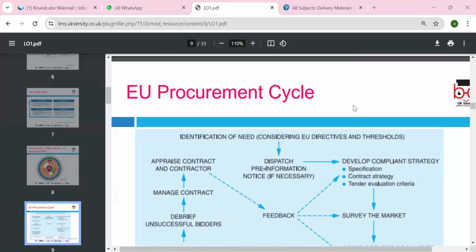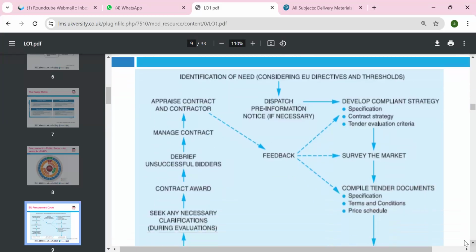Okay, so identification of the needs, the recognition. First of all, we have to identify why we need it. Yes, appraise the contract and the contractor. Appraise means check the performance, look at their reputation, look at the terms, look whether the company is registered, look at the payment terms, and of course the management contract, debrief unsuccessful bidders, contract award, and seek any necessary clarification during evaluation, and dispatch the pre-information notice, feedback.